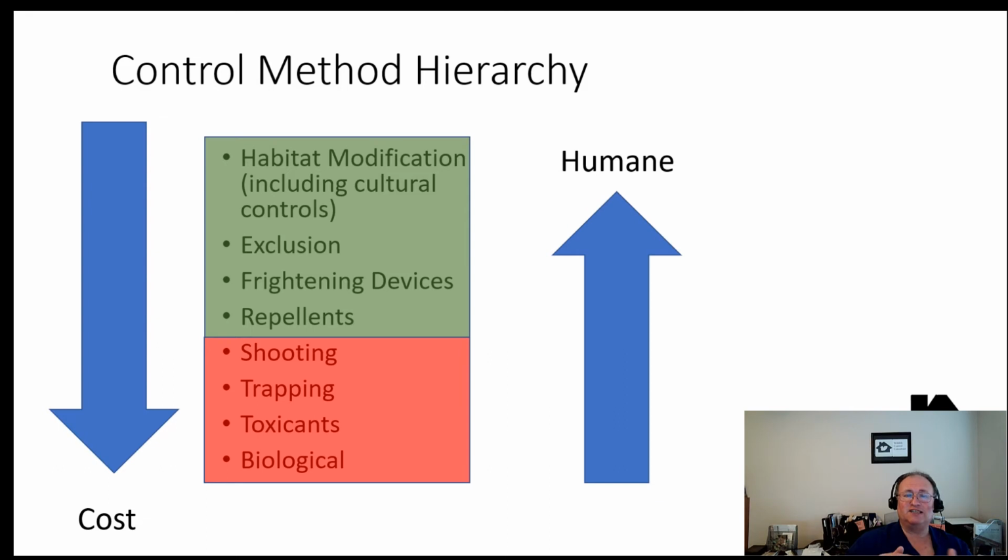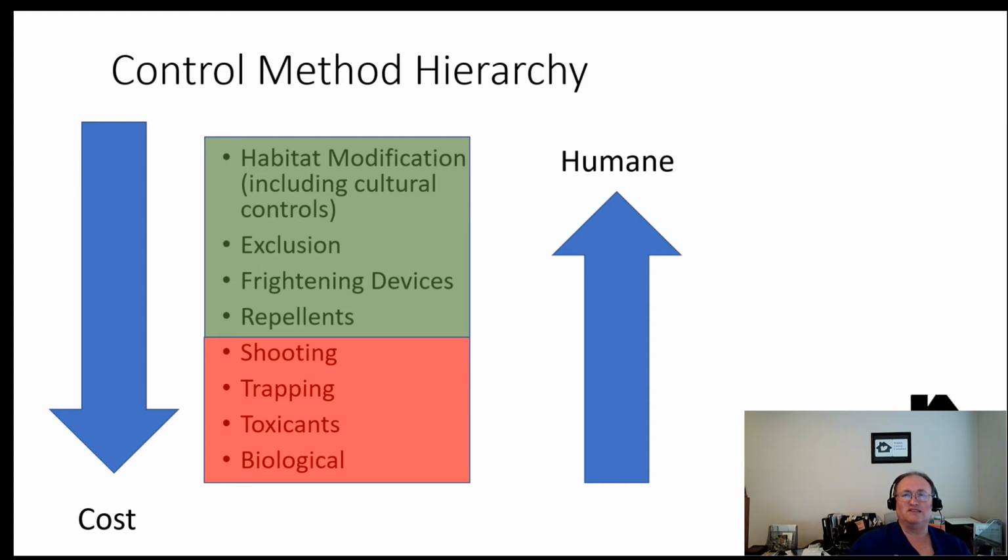So frightening devices rely on sound, light, a combination, or there's a biological component, like a hawk flying overhead. That would be a biological frightening device, even though it's a living organism. As long as the hawk's not killing the birds, it would be a frightening device. So frightening devices use non-chemical means to scare those animals away from unwanted areas.